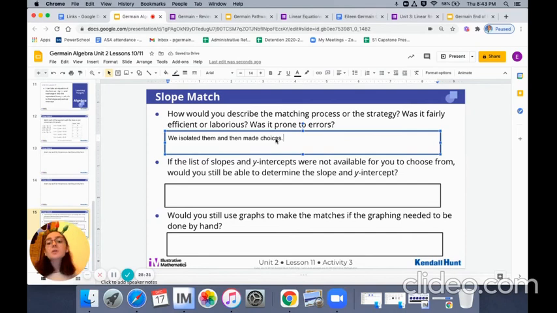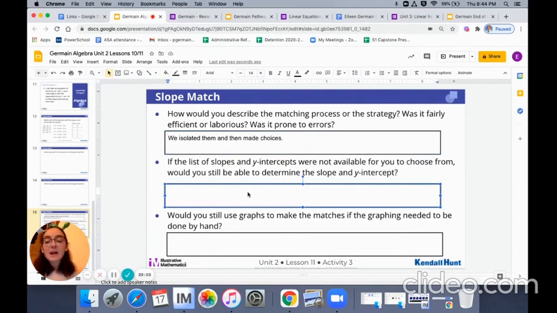Nice job. So if the list of slopes and y-intercepts are not available for you to choose from, would you still be able to determine the slope and the y-intercept? Oh my God. So guys, I'm sorry. I don't know why I just got so excited, but I did. How did I tell you that we could do this before? We can take standard form equations and we can graph them. We can plug 0 in for both of them, get each one of your intercepts. You could have found all this information without converting it. You could have found your 2 intercepts and actually graphed them.